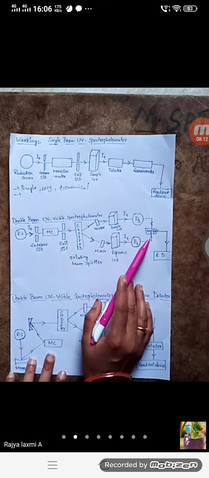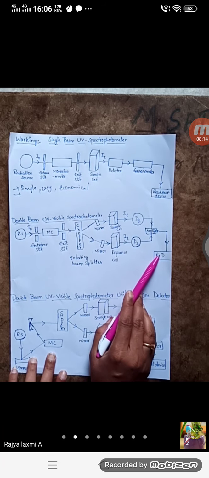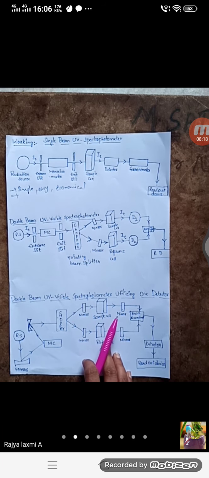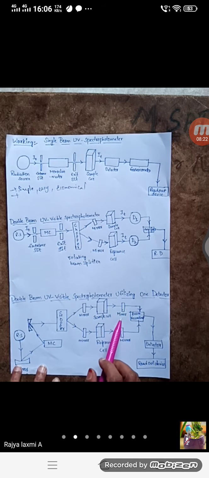Again the same, the amplifier and readout device are there. So this is about the double beam UV visible spectrophotometer. In double beam UV we can also utilize only one detector.